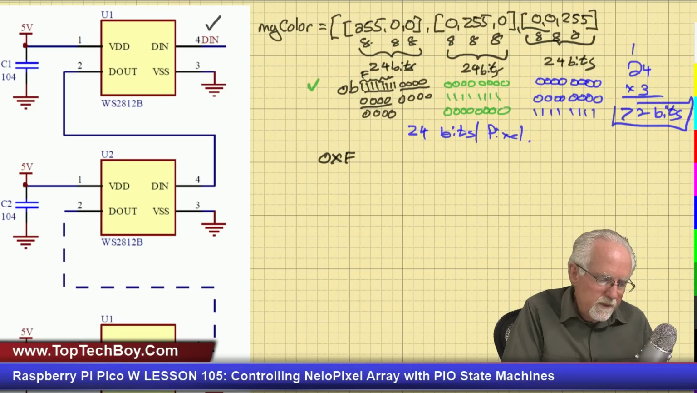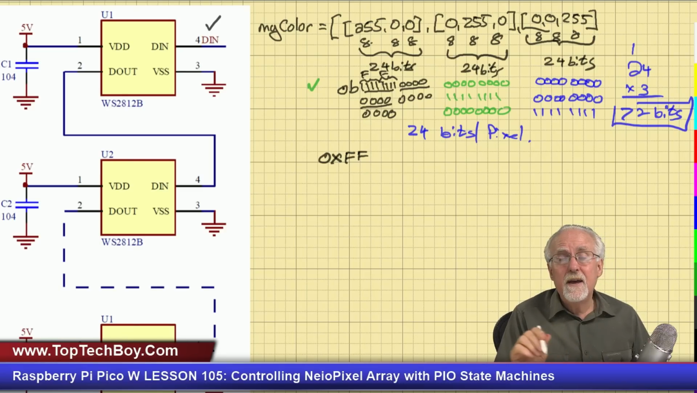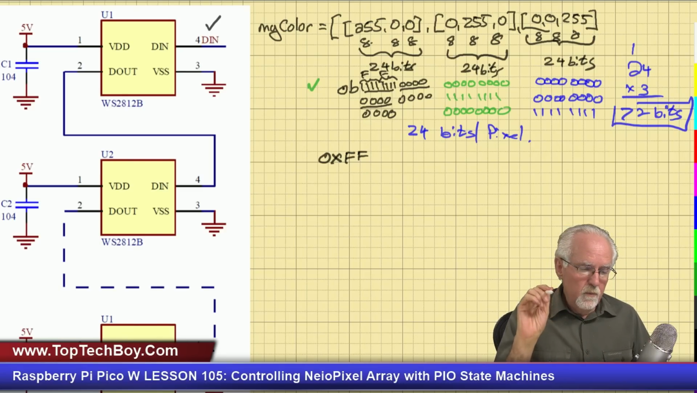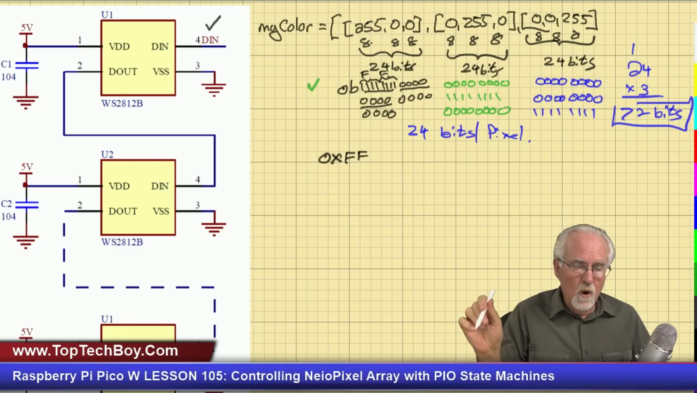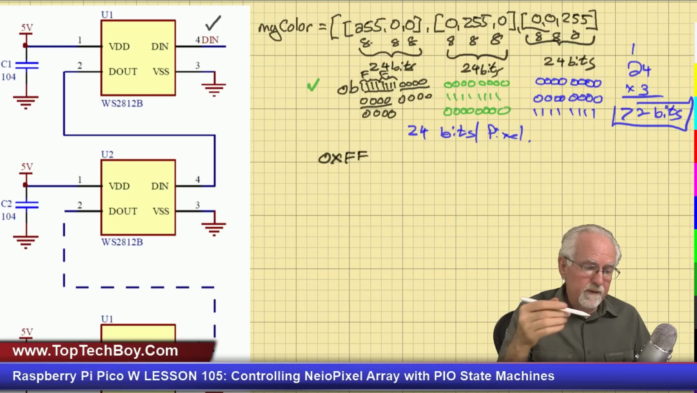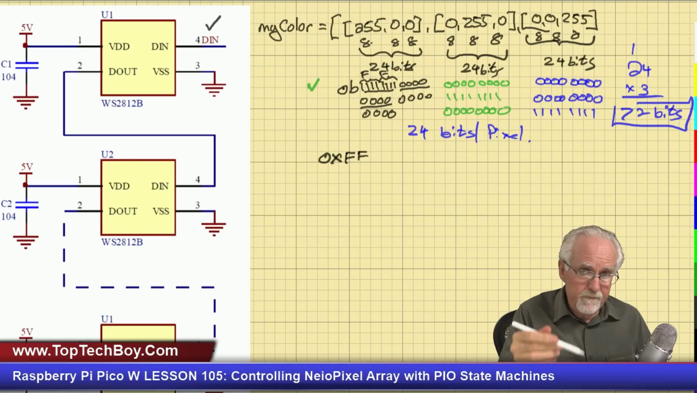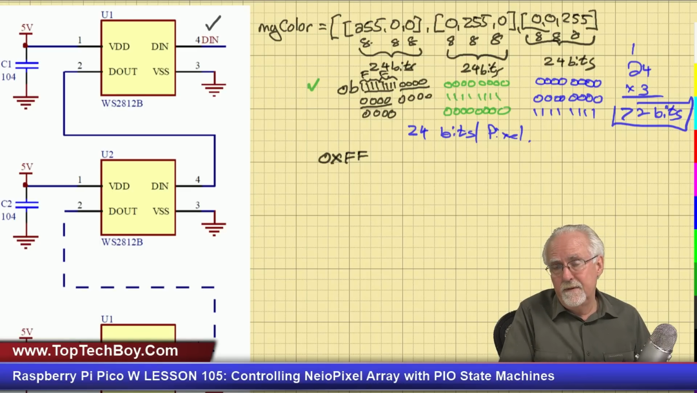Okay, so this becomes F. And then what does this become? This becomes F. So I have an FF. If you went 1, 1, 1, 1, 1, 1, 1, 1, and you found the binary equivalent of that, that would be 255. And then that in hexadecimal is FF. And you can work it out if you don't believe me.